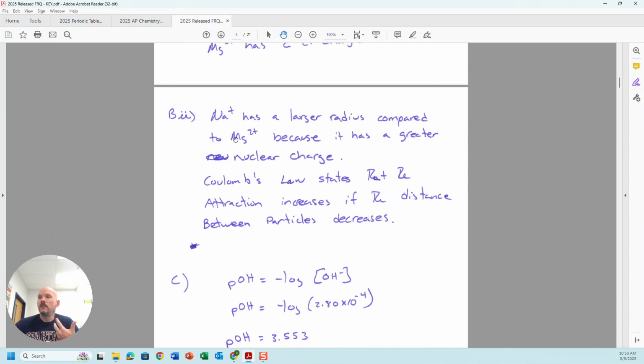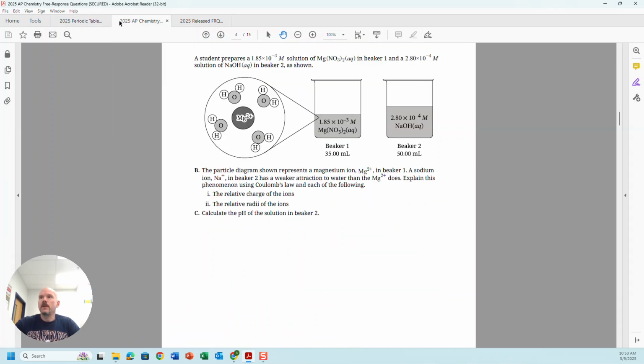And then sodium has a larger radius than magnesium ions. The reason is because magnesium has a greater nuclear charge, a plus 12 nucleus versus a plus 11 nucleus. And so that means magnesium ions are going to be able to get closer to water and thus have a shorter distance between the opposite charges, right? Think of it: the closer magnets get to each other, the stronger the attraction. And so since magnesium is going to be able to get closer because it has a smaller radius, it'll have a stronger interaction because of that, okay?